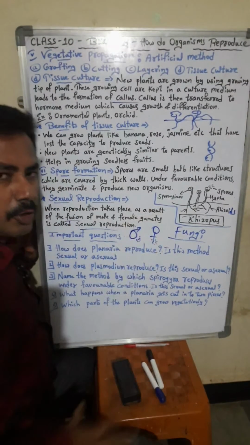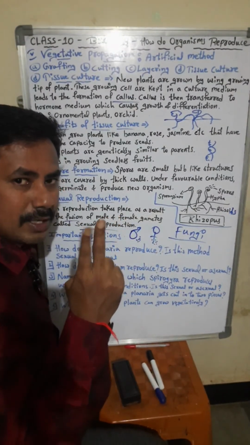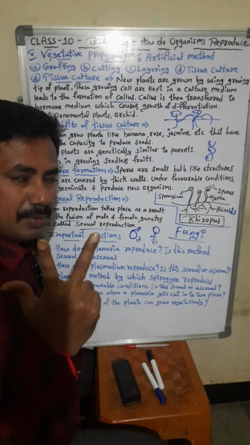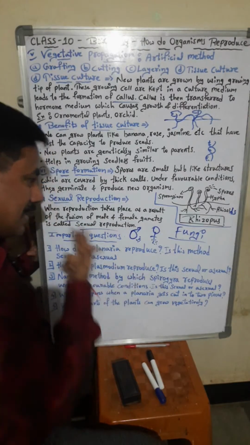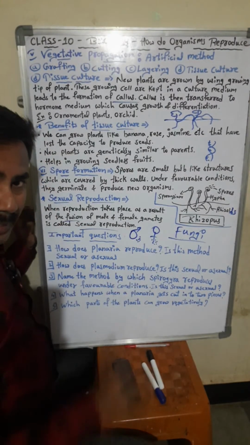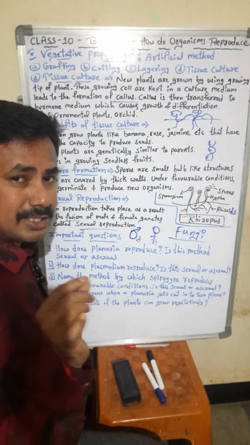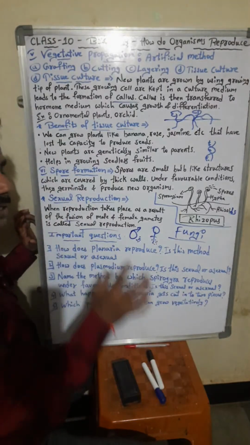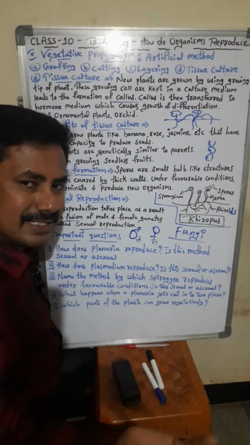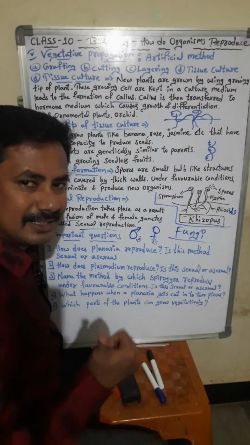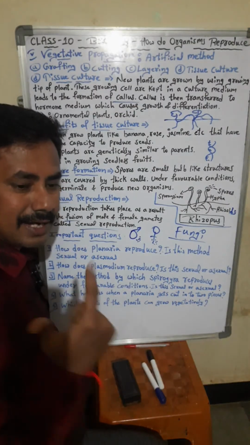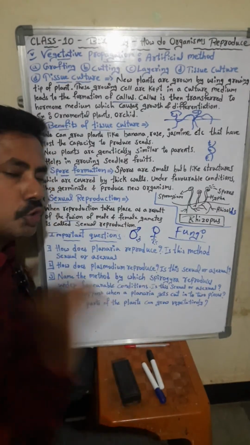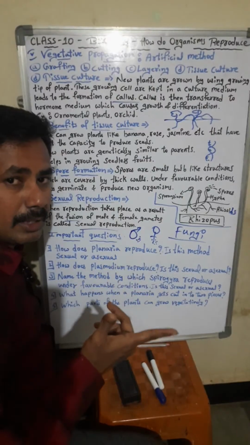Next one, sexual reproduction. When male and female gametes fuse together, that is called sexual reproduction. Sexual reproduction is a process in which the fusion of male and female gametes occurs. Clear? In higher plants, in humans and in so many animals, sexual reproduction takes place. Tomorrow we are going to study sexual reproduction.